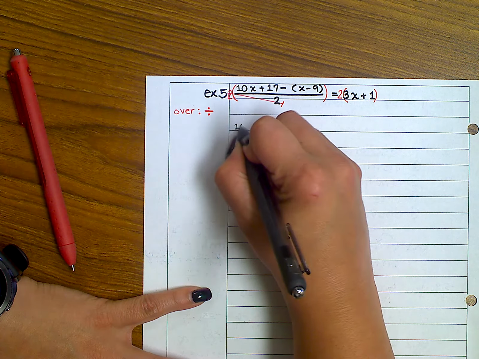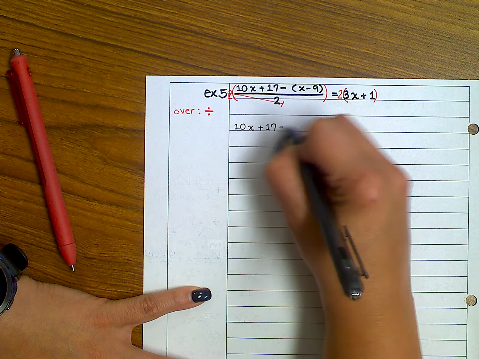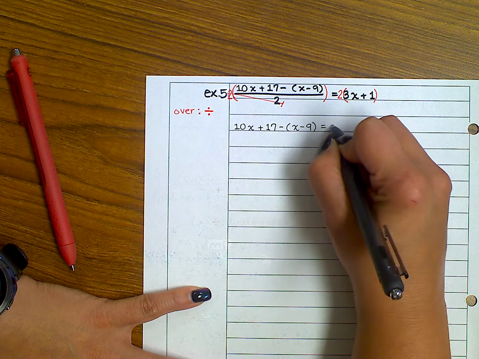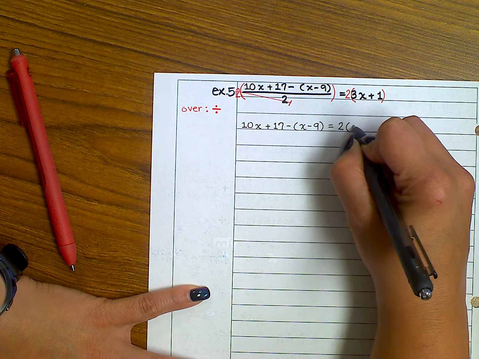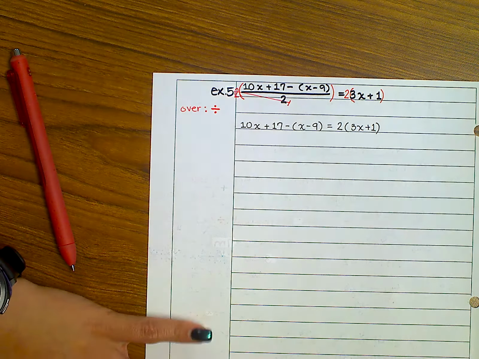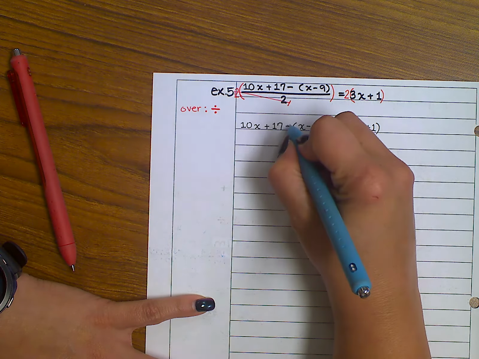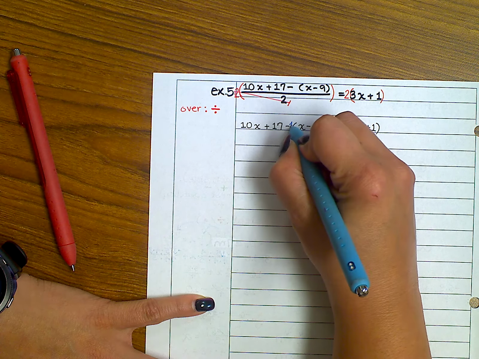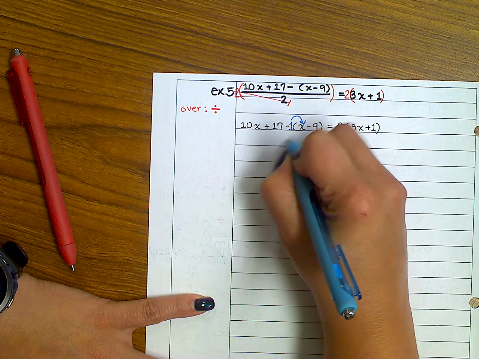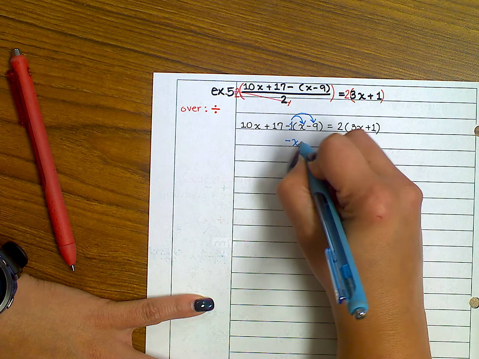We have 10x plus 17 minus a group of x minus 9 is equal to 2 groups of 3x plus 1. Now we can start with our first step of distribution. Just like before, I said I subtracted a group, so let's distribute -1. Well, that would make that negative x, and a negative times a negative makes a positive.